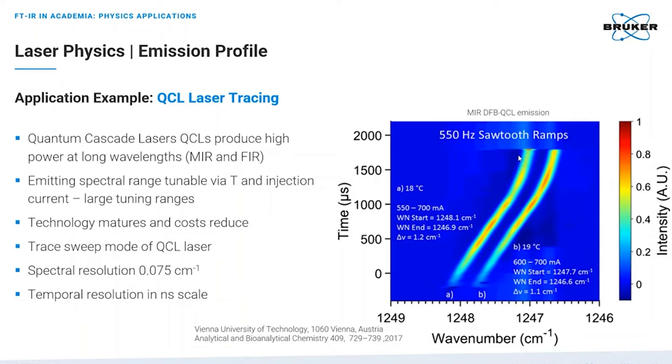And from the result shown here, the researcher can conclude that at 18 and 19 degrees C, the QCL emission has swept 1.2 or 1.1 wave number within 2 milliseconds, respectively. This is a very nice example of a QCL emission experiment using the time-resolved step scan method.